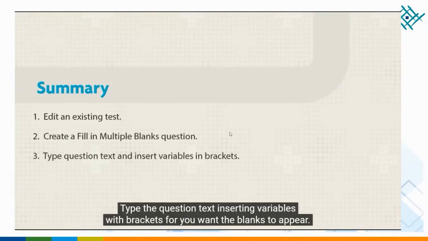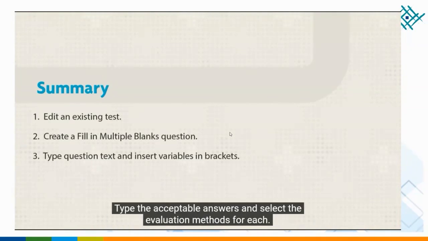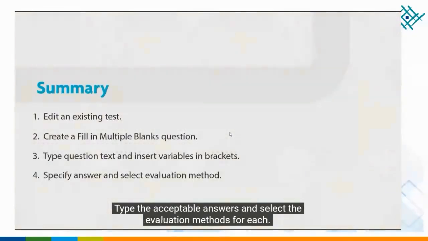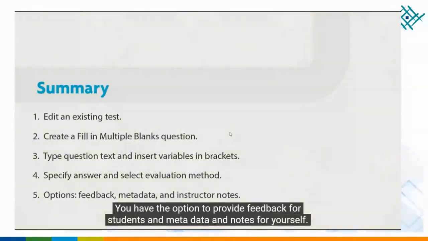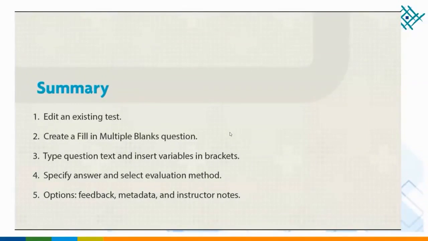Let's review the steps. First, edit an existing test and create a fill in multiple blanks question. Type the question text, inserting variables with brackets where you want the blanks to appear. Type the acceptable answers and select the evaluation method for each. You have the option to provide feedback for students or metadata and notes for yourself.